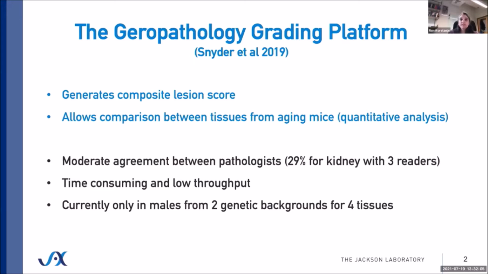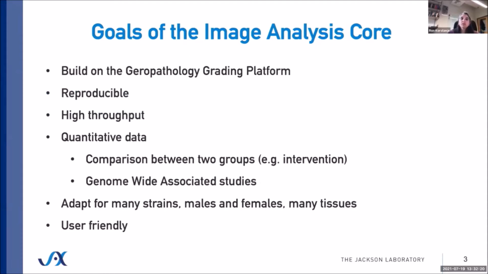However, there are some limitations to this platform, including moderate agreement between pathologists, it's time-consuming and has low throughput, and at the time of publication was only shown in males in 2 genetic backgrounds for 4 tissues. The work of the image analysis core at the Jackson Laboratory is to build upon this geropathology grading platform.